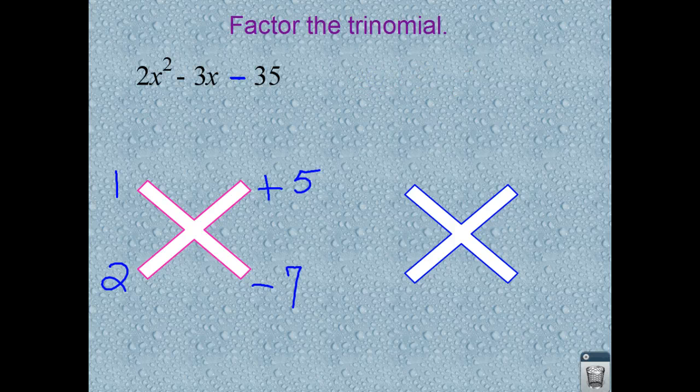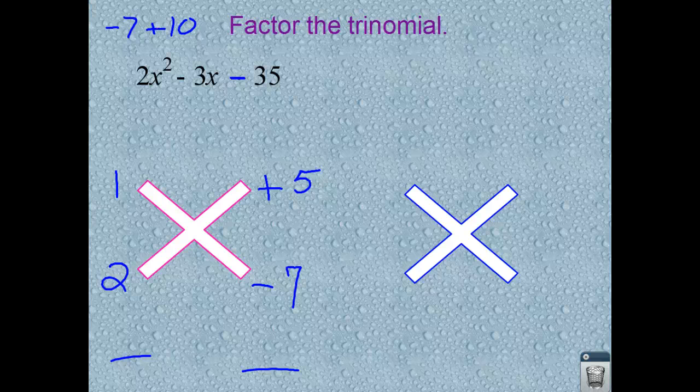Okay, so 1 times 2 checks out. 5 times 7, negative 7 is negative 35. That checks out. We're good. The middle terms, 1 times negative 7 is negative 7. 2 times positive 5 is positive 10. And when I put them together, I'm not going to get a negative 3. I'm actually going to get a positive 3. So this one will not work.